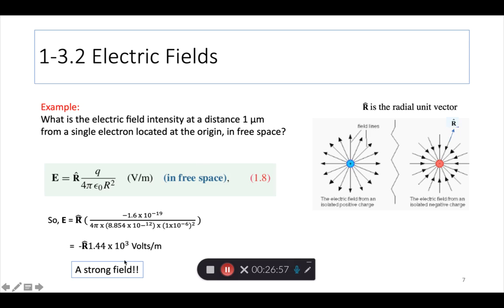So this is the solution to the problem. Now you may be surprised, right? You're thinking one little electron is giving me what? 1440 volts. That's a lot of volts, right? You touch that, you could get killed. So such a strong field exists near an electron at a distance of 1 micrometer?